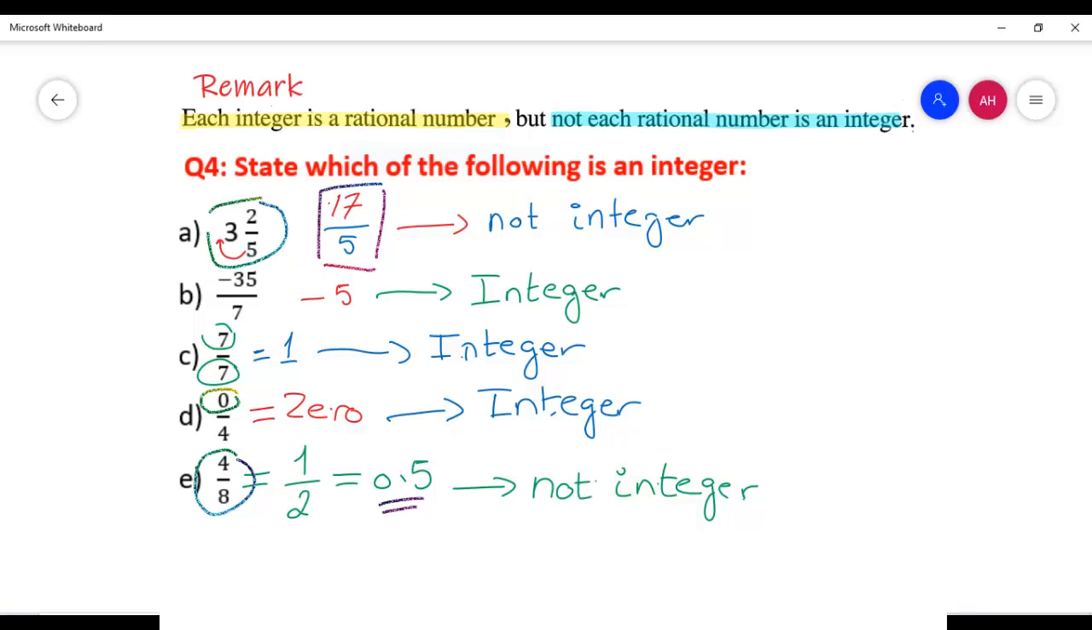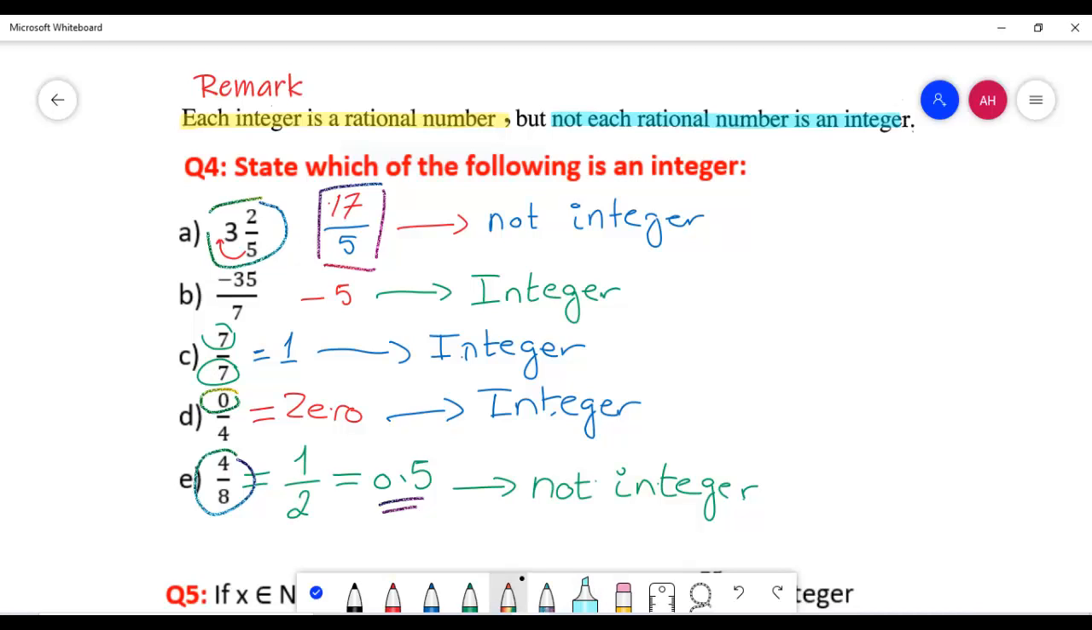So let's have a look here. In this question, he gives me rational numbers and wants to see whether those rational numbers are integers or not. We found that some of them are integers and some of them are not integers. Some of them are going to give me whole numbers at the end and the others are going to give me fractions. So again, we are coming to the main point here in this remark, which is not all rational numbers are integers, but all integers are rational numbers.